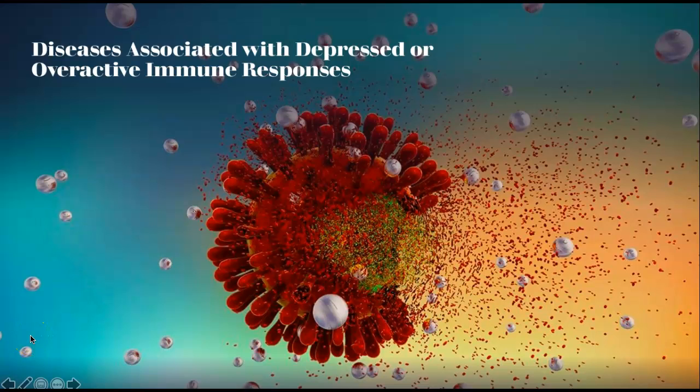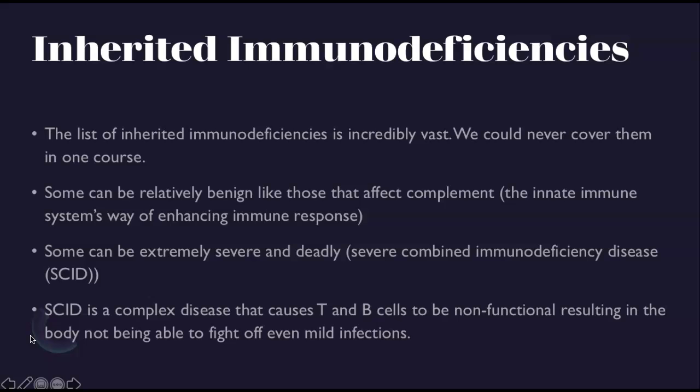Alright guys, this is going to be the last video for this chapter, and I'm just going to be talking about a few diseases that are associated with either depressed or overactive immune responses. The first are the inherited immunodeficiencies. And this list is obviously incredibly vast, and there's no way that you would ever cover them in one course.